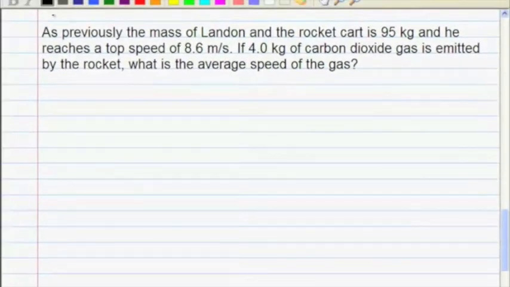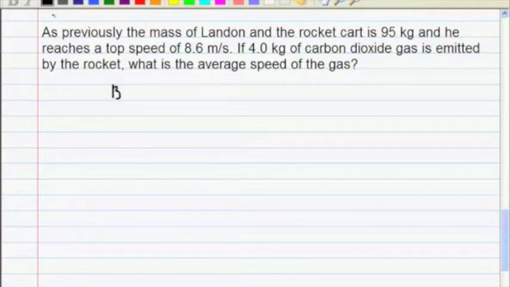Okay, as previously stated, the mass of Landon in the rocket cart is 95 kilograms, and he reaches a top speed of 8.6 meters per second. If 4 kilograms of carbon dioxide gas is emitted by the rocket, what is the average speed of the gas as it escapes? So we know that Landon is pushed forward by the gases that are being pushed backwards, right? That's Newton's third law, the equal and opposite forces. So let's take a look at this.